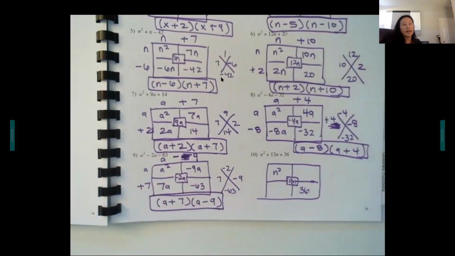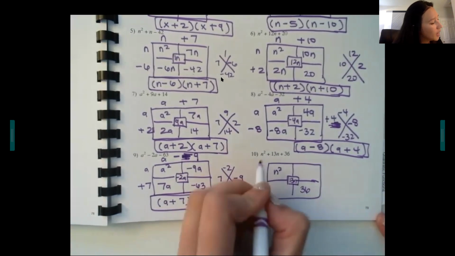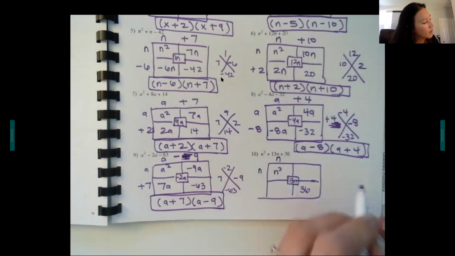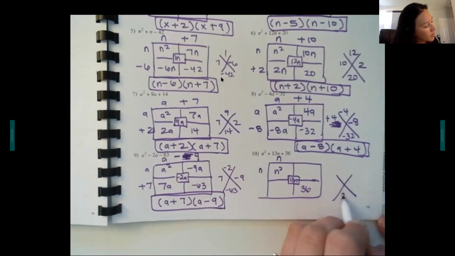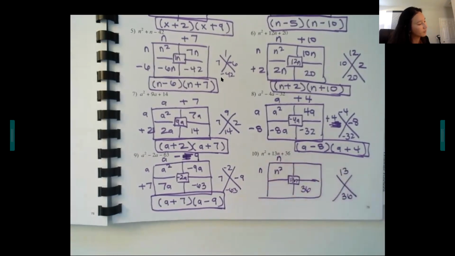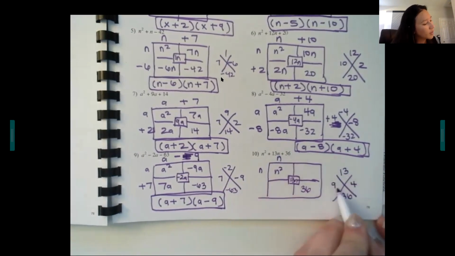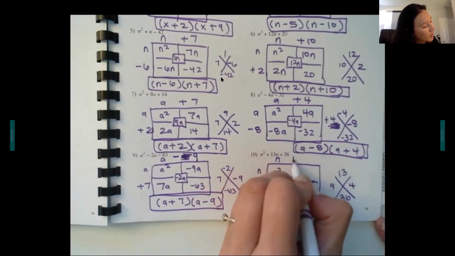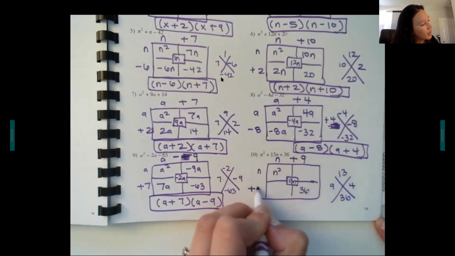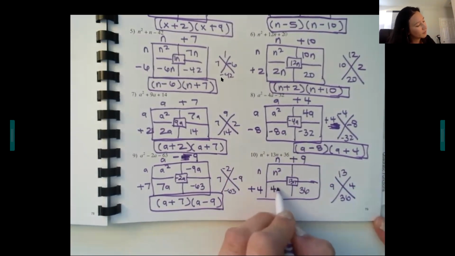Okay, and then I think Tiana had to leave. So I'll go ahead and do number 10. So what multiplies to 36 and adds to 13? I think that's going to be 9 and 4, because 9 times 4 is 36. 9 plus 4 is 13. So n plus 9 and n plus 4.